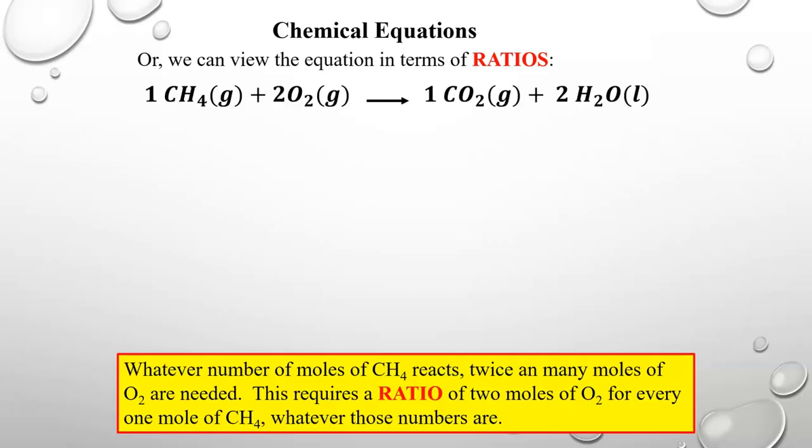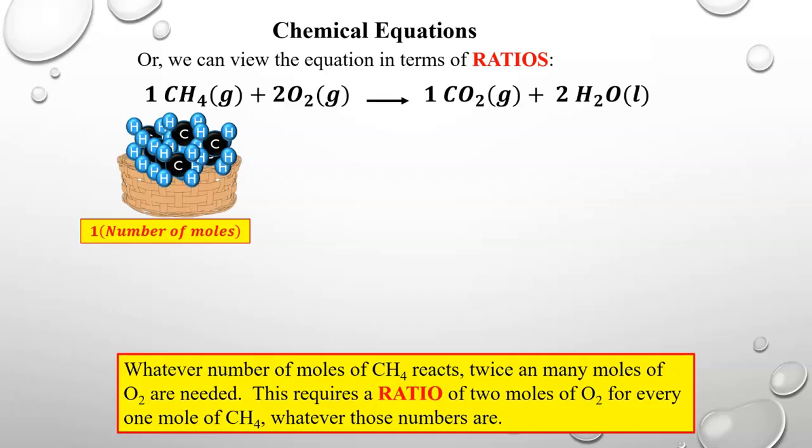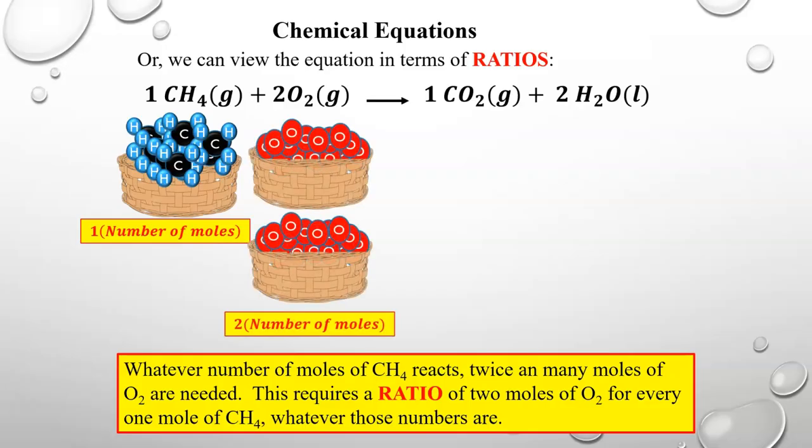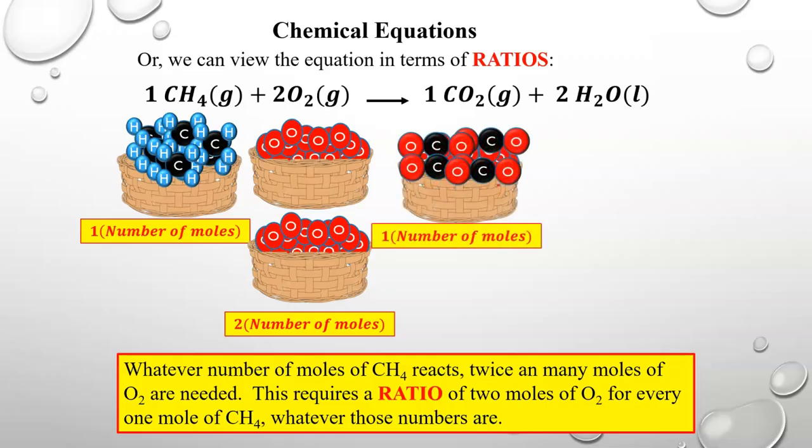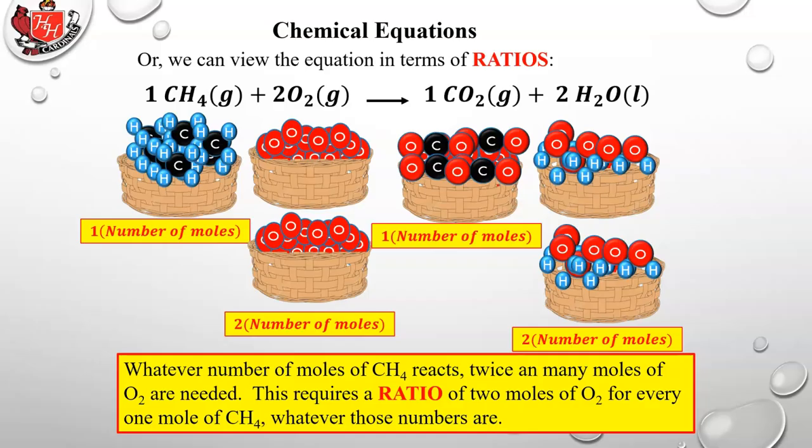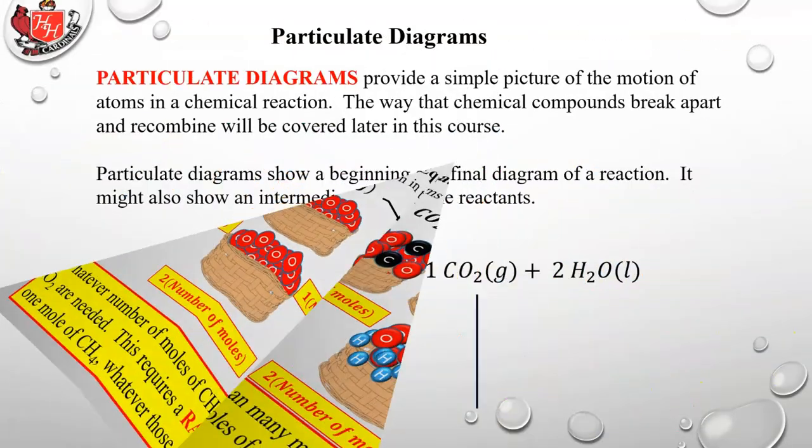And what that will produce on the product side is 2 moles of CO2 and 4 moles of H2O. If you had 100 moles of CH4, you would need 200 moles of O2, and that would produce 100 moles of CO2 and 200 moles of H2O. So you can use any numbers that you want as long as the ratios remain the same. So 1 times the number of moles of CH4, 2 times the number of moles of O2, 1 times the number of moles of CO2, and 2 times the number of moles of H2O.